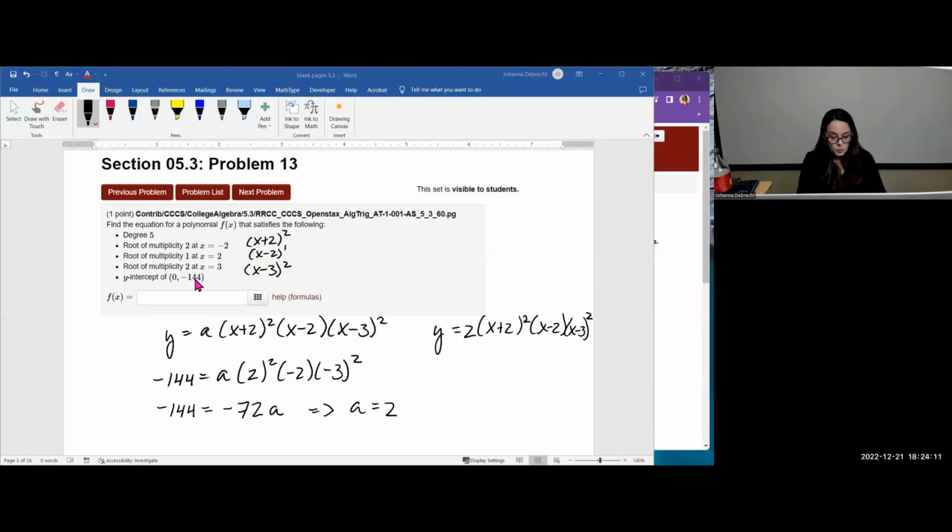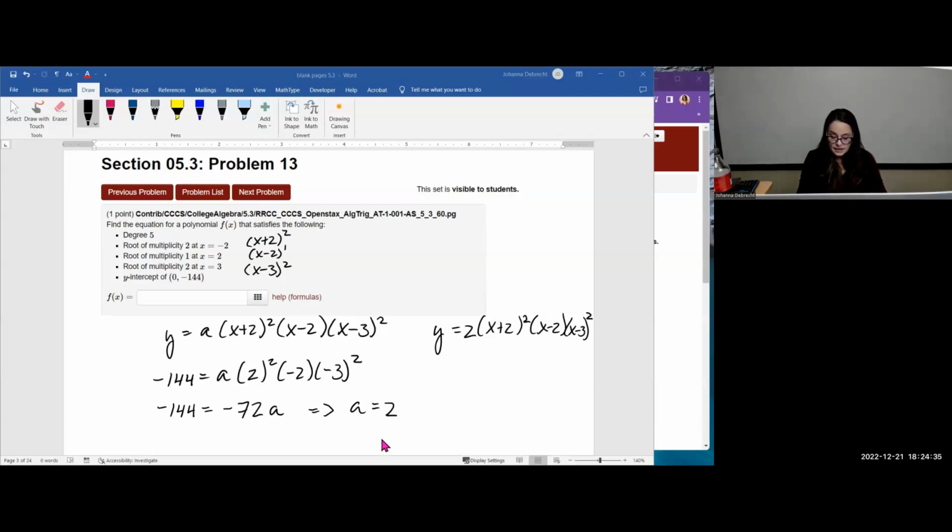Now, we use the y-intercept to figure out what a is. When x is 0, y is -144. Notice that although the x drops out, the powers on each individual factor remain. And this gives us -144 equals -72a. And when you double 72, you get 144.